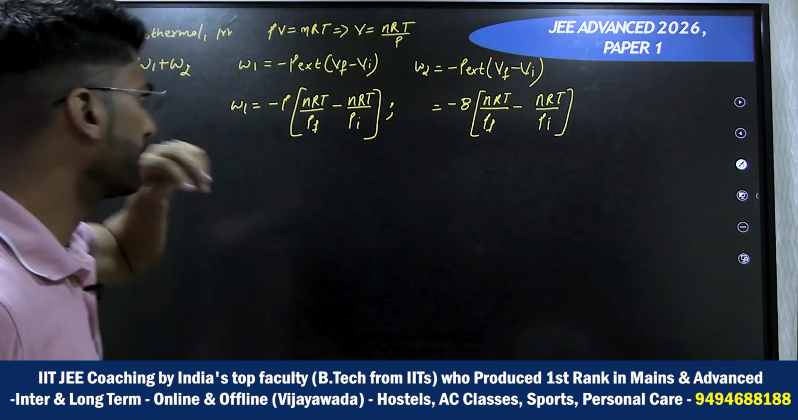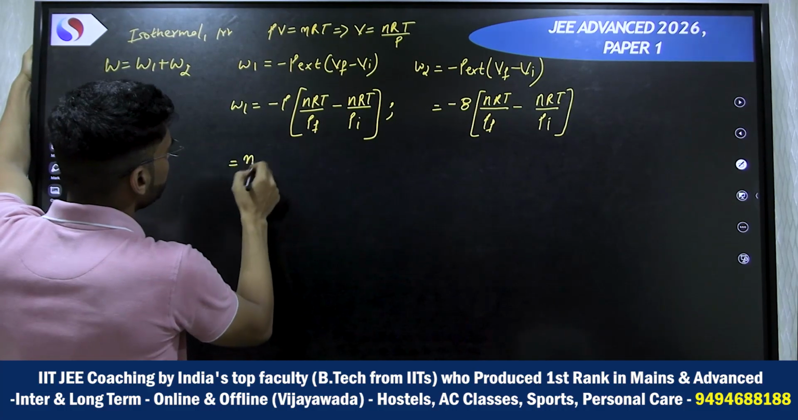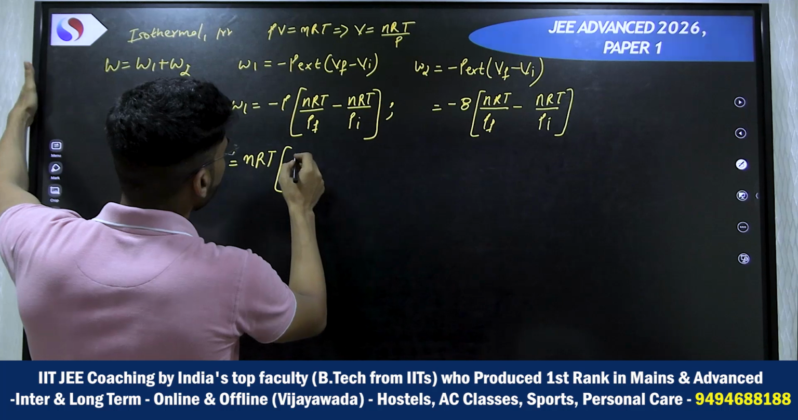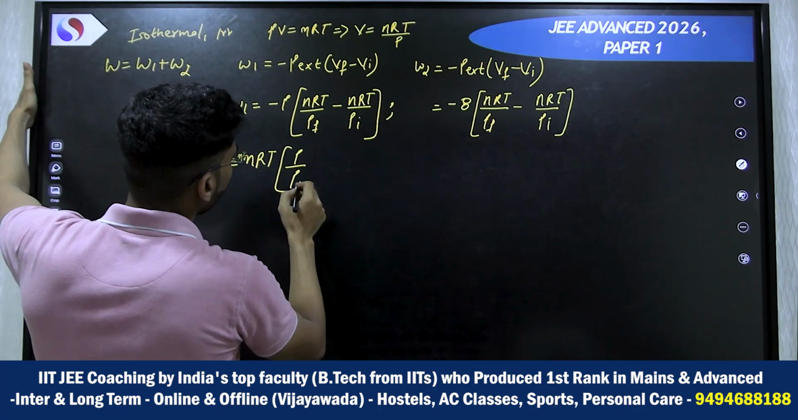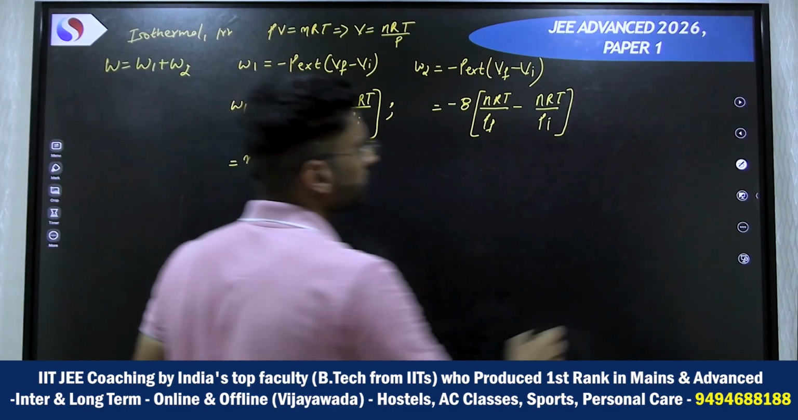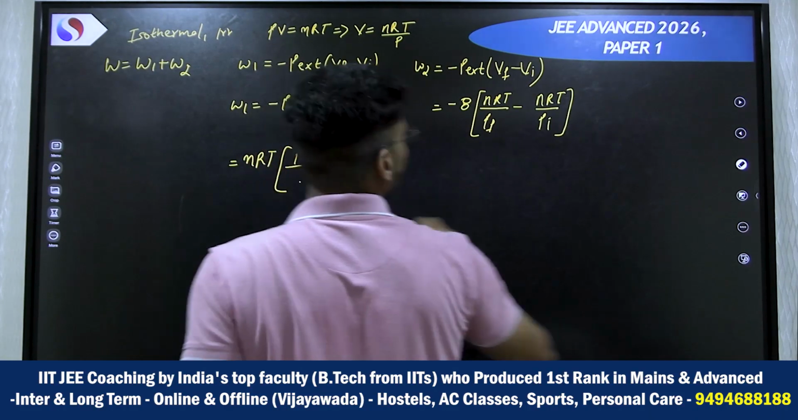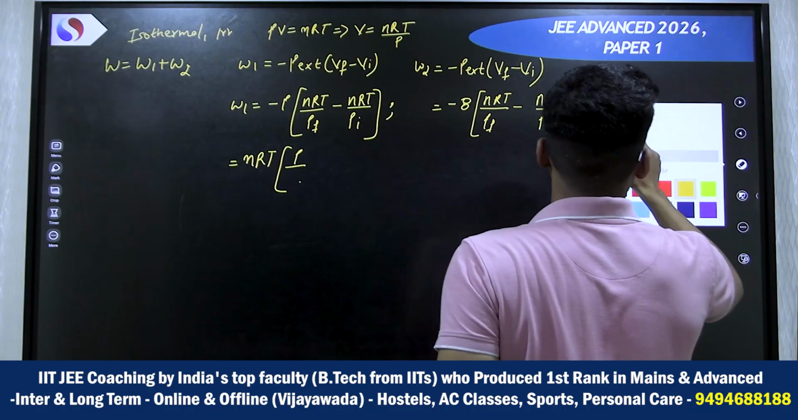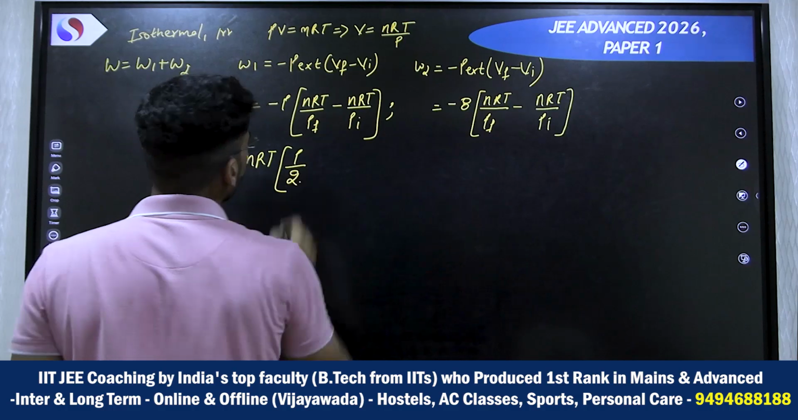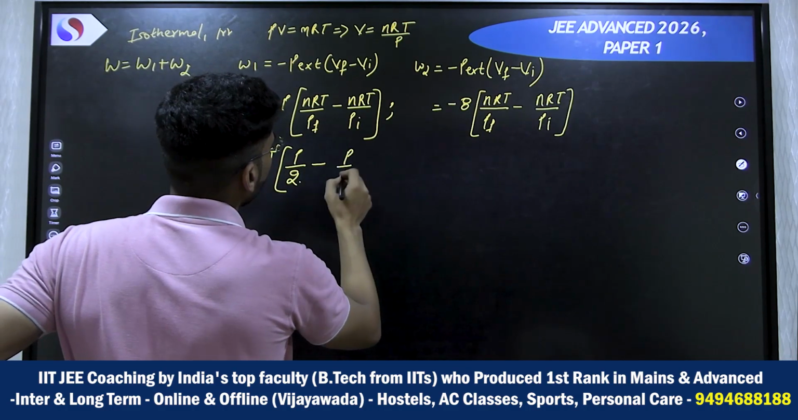Okay, I can take nRT common. If I take nRT common, it is equal to nRT times minus P, and if I take it inside, it will be P by P initial. The P initial value is also given. So let me put the value of P initial here. The P initial value is given as 2 in step 1, minus P over P final.